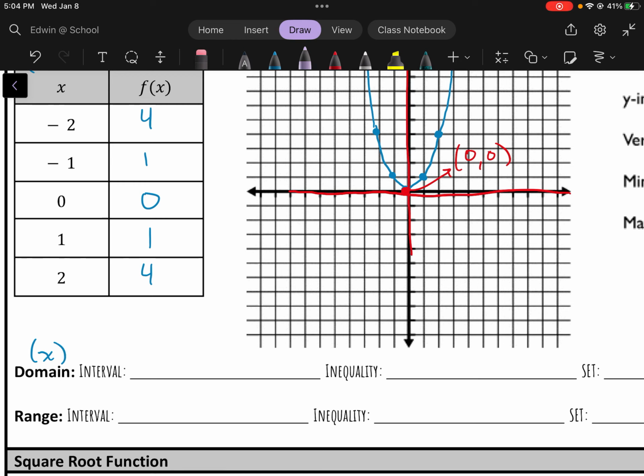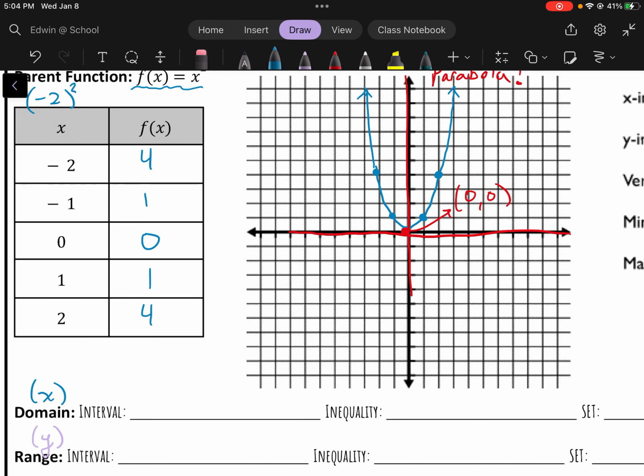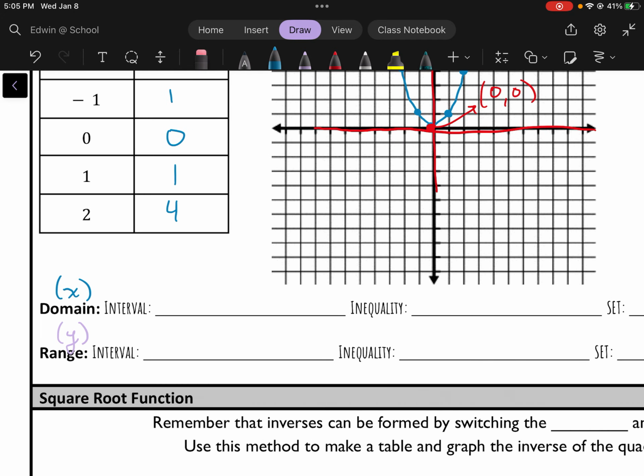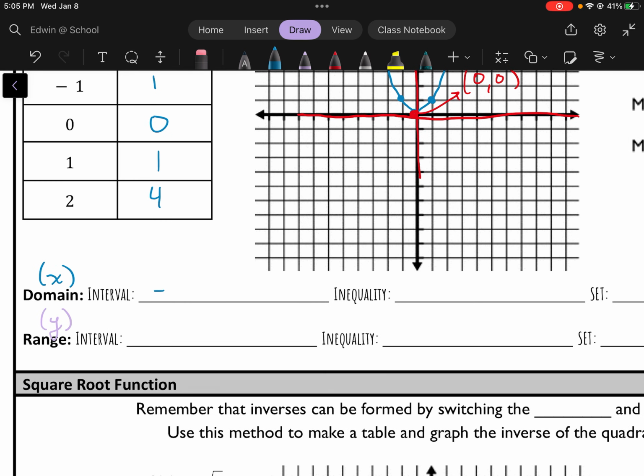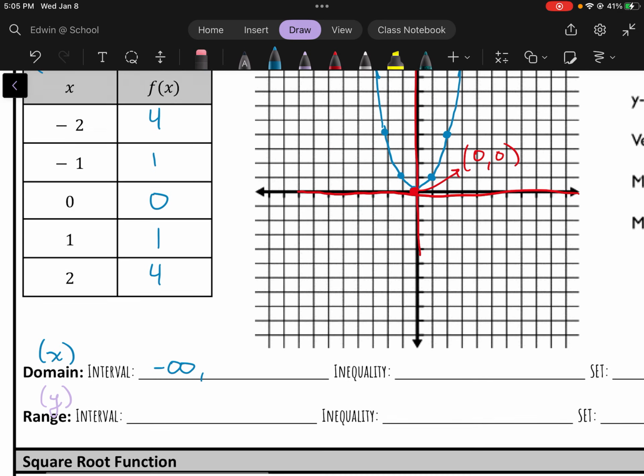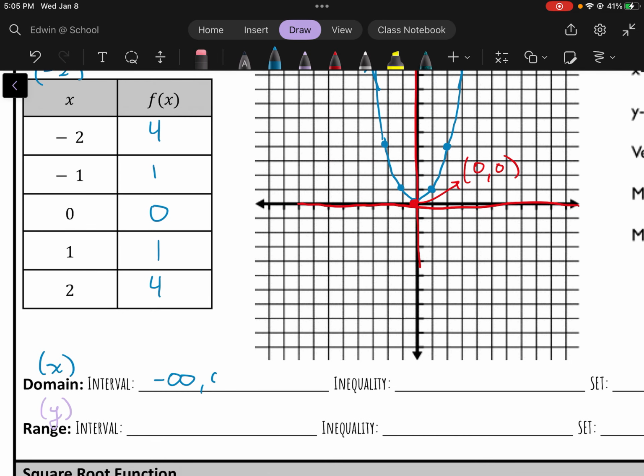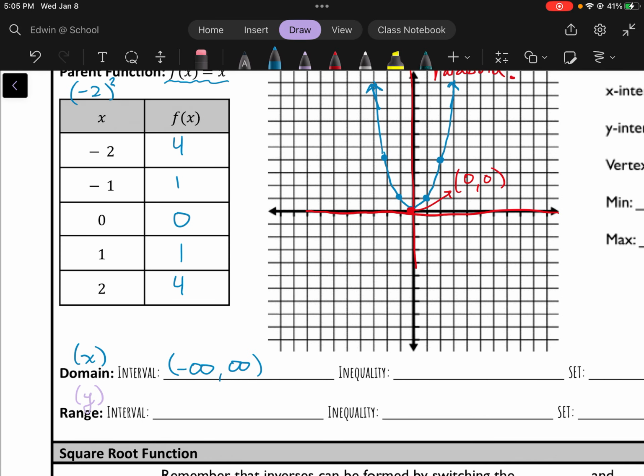So domain is x, range is y. When we think about x values, we think about how far it goes to the left and the right. So we have a slight angle here, meaning it's going to go to the left slightly forever, and similar to the other side, to the right forever. So in that case, we have negative infinity and infinity, and we're writing it in interval notation. So that means with the parentheses. And we put parentheses because we don't ever reach infinity. Infinity is something that can't be reached.